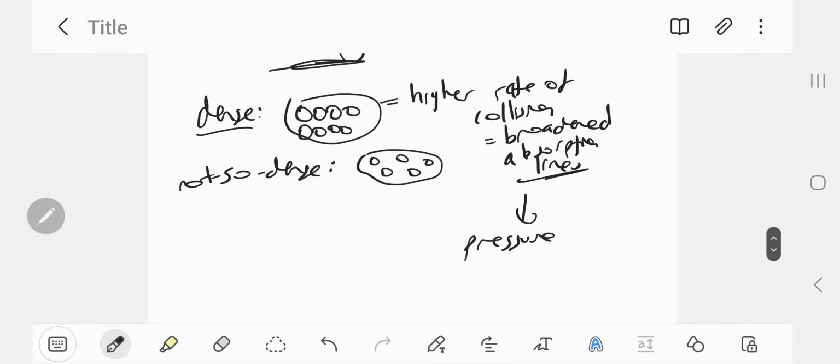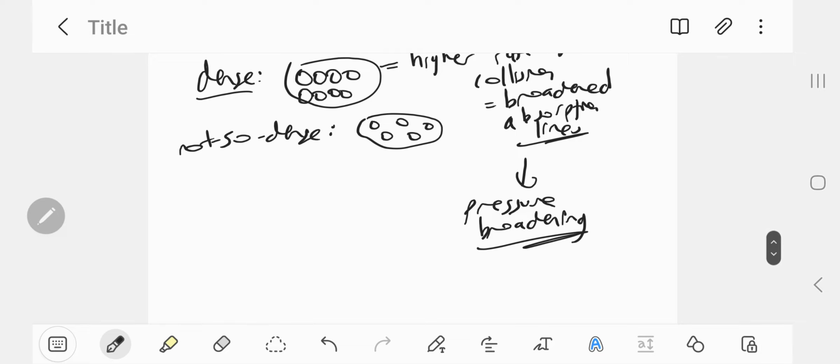Pressure broadening. Pressure, if you recall back from year 11, is a measure of how much stuff there is in a particular volume. The more stuff there is, the more particles, the greater the pressure. Think about the atmosphere. At sea level, the atmosphere is dense relative to the atmosphere at, let's say, an altitude of 10 kilometers. There's less oxygen, less gaseous particles up there.